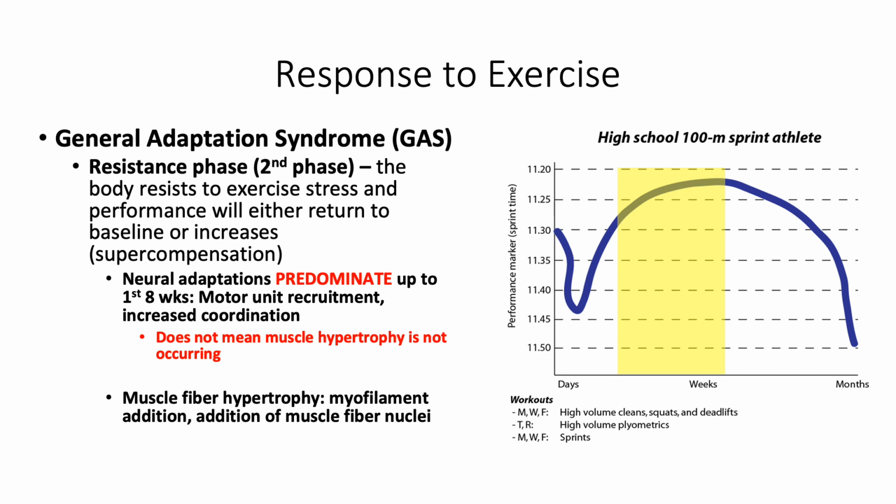The second phase, or the resistance phase, is where the body resists the exercise stress and performance will either return back to baseline or increase. It should be noted, though, that neural adaptations predominate in response to resistance training at the very beginning. However, it does not mean that muscle hypertrophy is not occurring. When we look at muscle hypertrophy, the pace of it is just a lot slower initially.